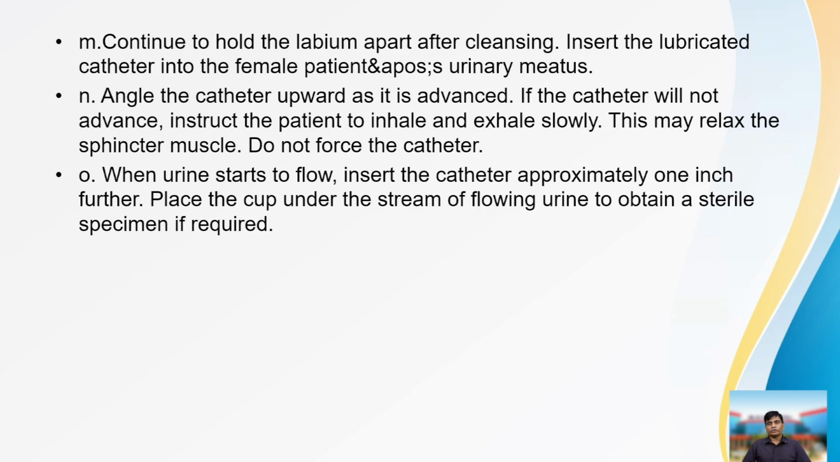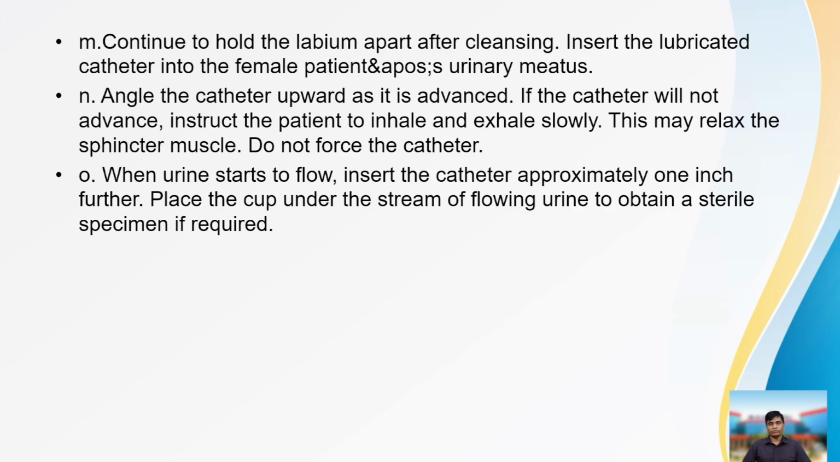Insert the lubricated catheter into the female patient's urinary meatus. Angle the catheter upward as it is advanced. If the catheter will not advance, instruct the patient to inhale and exhale slowly. This may relax the sphincter muscles. Do not force the catheter because complications may occur.